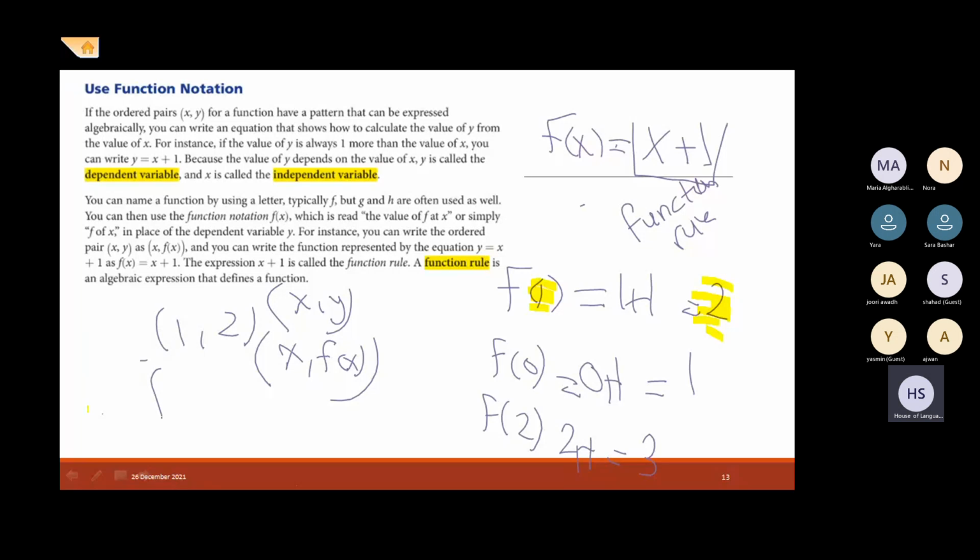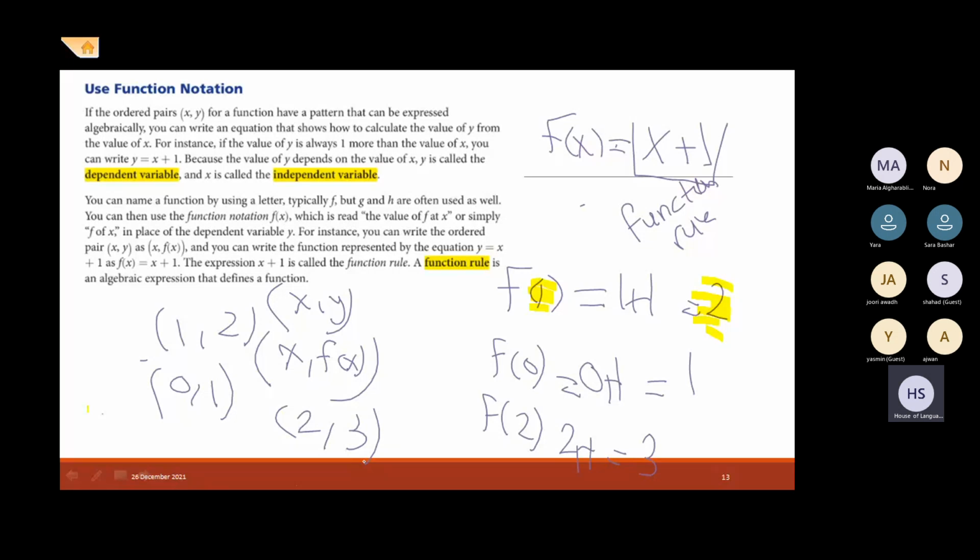Why did you choose this one? Not this one. I said for the first part the ordered pair is (1, 2). But for the second part, what is the ordered pair? Where is the value of x here? 0. And where is the f of 0? 1. So you will say (0, 1). Okay, it's just an example. The third one, where is the value of x? 2. Bravo. Where is the f of 2? 3. So the ordered pair will be (2, 3).